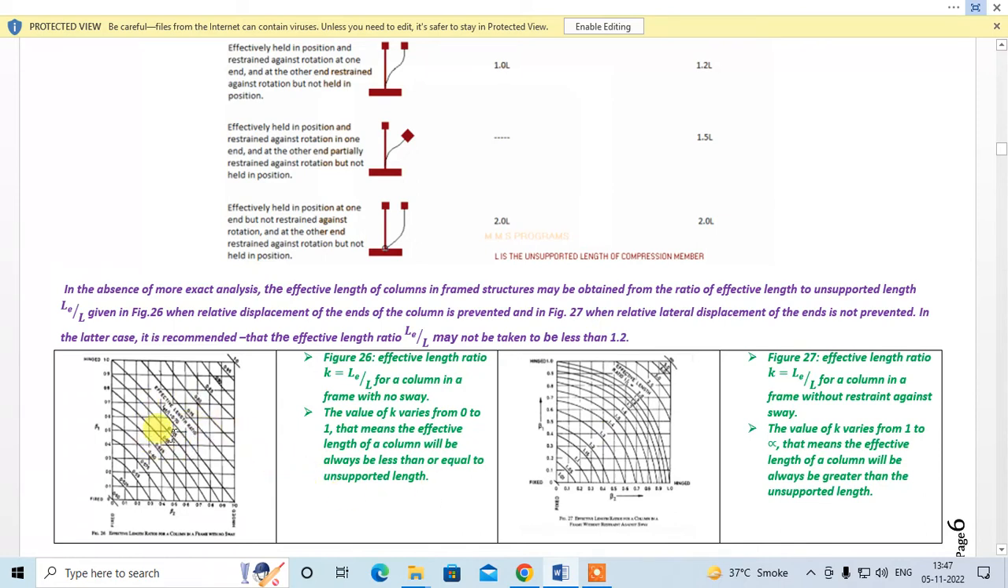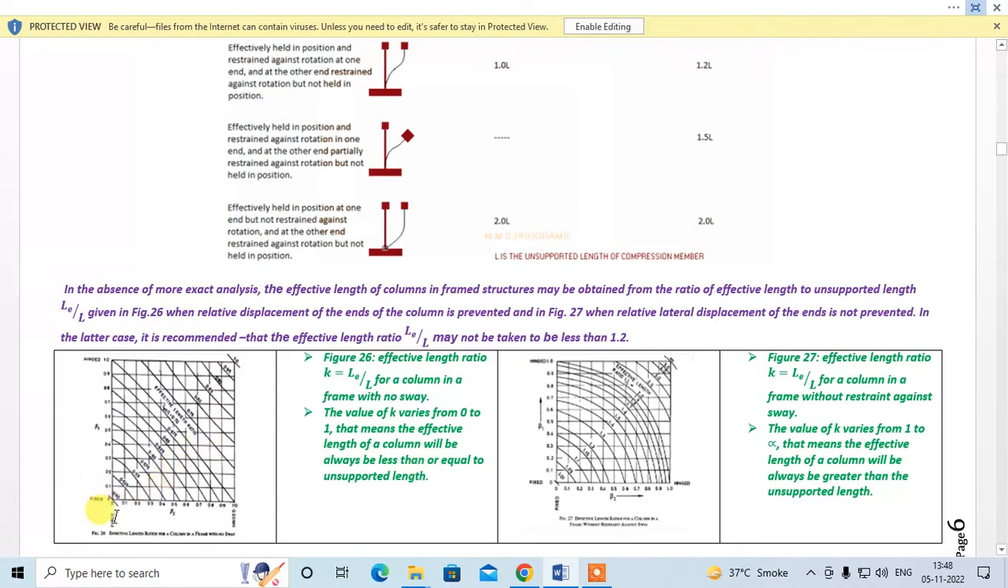So a description of this figure a little bit. Figure 26, effective length ratio k is equal to Le by L for a column in a frame with no sway. The value of k varies from 0 to 1. That means the effective length of a column will always be less than or equal to the unsupported length. This is very important. If your column is with no sway, the value of k will vary between 0 to 1, and your effective length will always be less than or equal to the unsupported length.